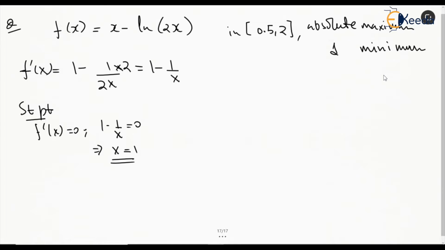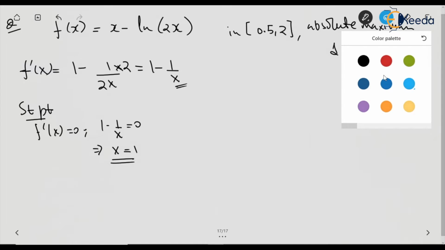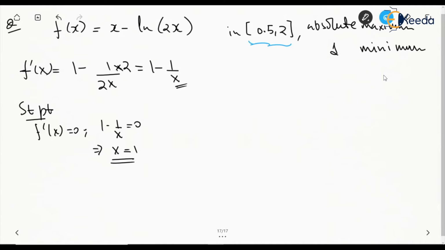And from the derivative, it is also clear that x is equal to 0 is a point where this derivative is not defined. But if you check the interval, this interval is from 0.5 to 2, the closed interval. So we don't have this point x equal to 0 where this derivative is not defined. So we'll be checking f of 0.5, f of 1, and f of 2. These are the 3 points at which we will check the values, because these are the end points and this is the stationary point, right?